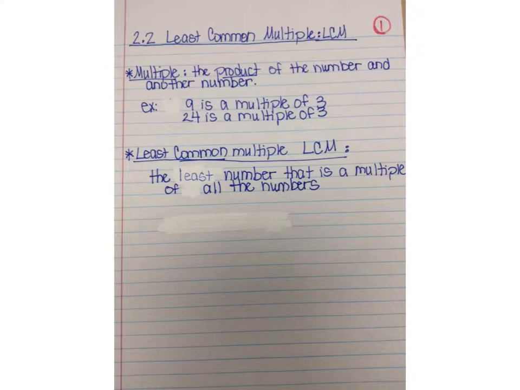A multiple is the product of the number and another number. So for example, 9 is a multiple of 3 because we can multiply 3 by 3 and it equals 9. 24 is also a multiple of 3 because we multiply 3 by 8 and we get 24. So that's what a multiple is, it's basically like your times tables. So copy that definition down and then turn the tape back on when you're finished.